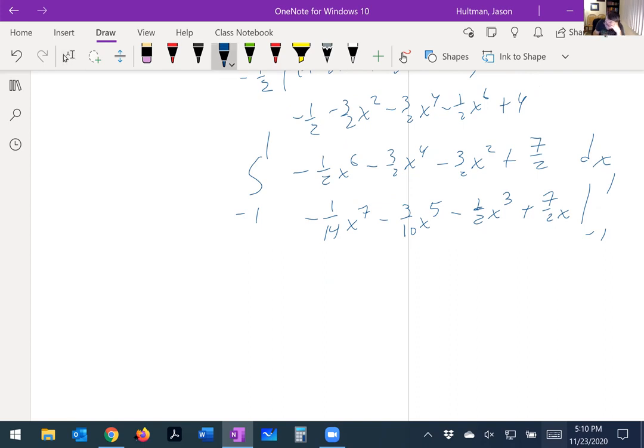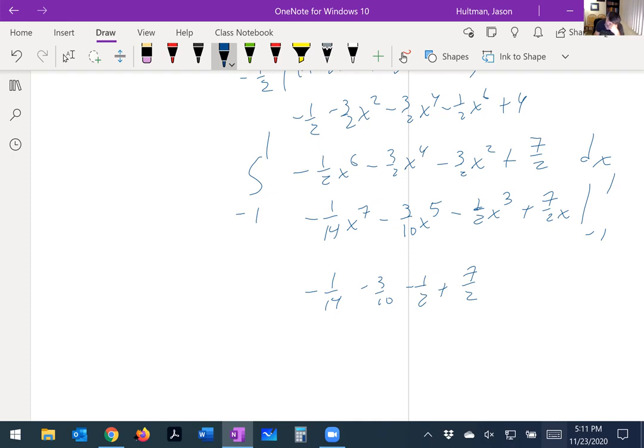These are all odd powers, which means they're all going to be minus a negative, which is a positive. So it's just going to be double this, because I could plug in 1 and just double the whole thing, and then it should be good. But whatever, we can see. So plug in 1 for this whole thing. It's just -1/14 minus 3/10 minus 1/2 plus 7/2, right?